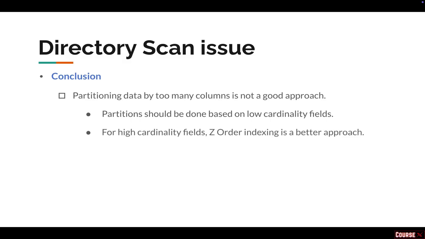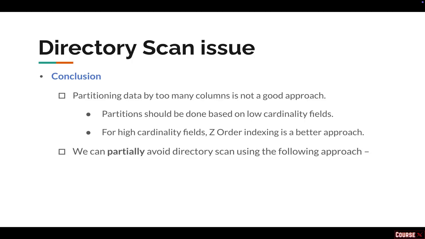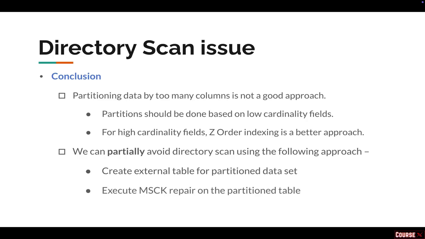For high cardinality fields, Z ordering is a better approach. We'll learn about this Z order indexing in our following lectures. Although we can partially avoid the directory scan issue using the following approach: we first create an external table for the partitioned dataset, and we execute MSCK repair on the partition table. It will partially avoid the directory scan issue, but it is not a foolproof solution.